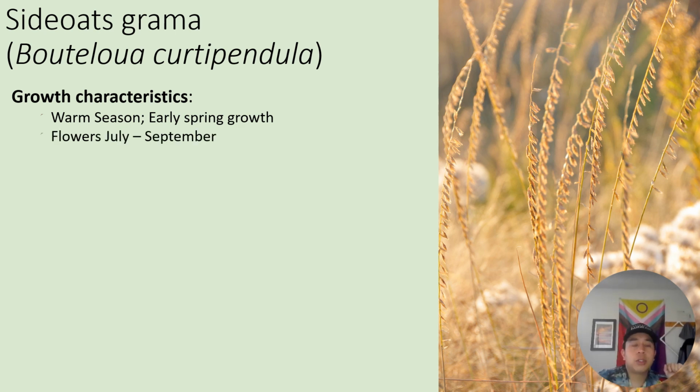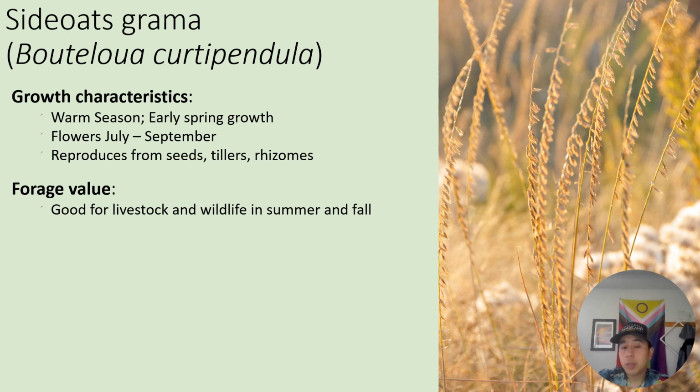It typically flowers in July through September, and then it can reproduce well from seeds or from tillers or through that rhizome production. As mentioned, it also can rarely or sometimes produce stolons and reproduce that way as well. In terms of forage, it makes really great livestock and wildlife forage in the summer and the fall, and it actually remains moderately palatable throughout the winter, which also makes it important forage. It also makes great hay.